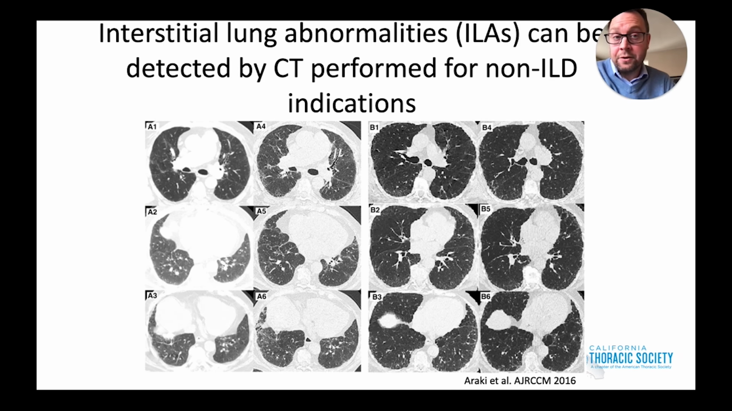Next, let's talk about interstitial lung abnormalities. These can be detected on CT performed for many different non-ILD indications. And so this is a nice paper by the Brigham group, just showing what various types of interstitial lung abnormalities can look like. These can range from very subtle subpleural abnormalities to more overt-looking pulmonary fibrosis in somebody who's otherwise asymptomatic.